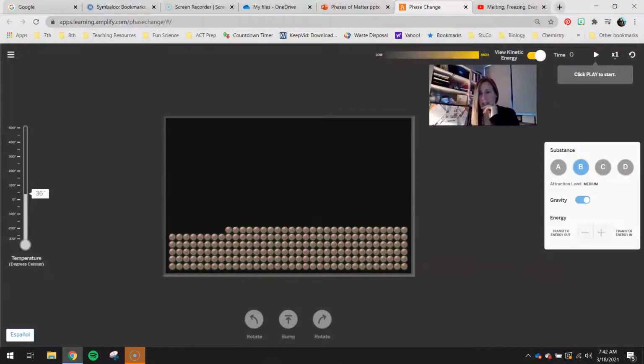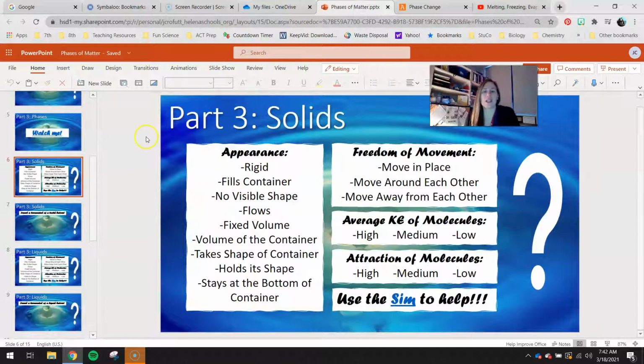You can see that same yellow key up here where our lower energy is black and our higher energy is yellow. You can hit play. You can change the speed, although right now that really isn't relevant to what we're doing. You can take a second to mess around with these buttons and figure out what's happening.